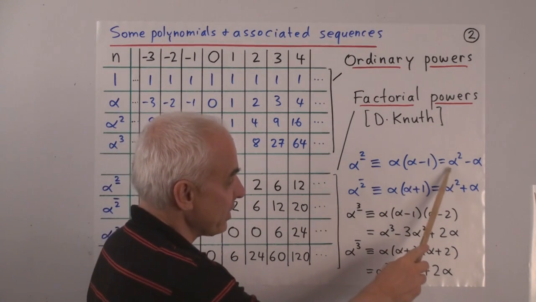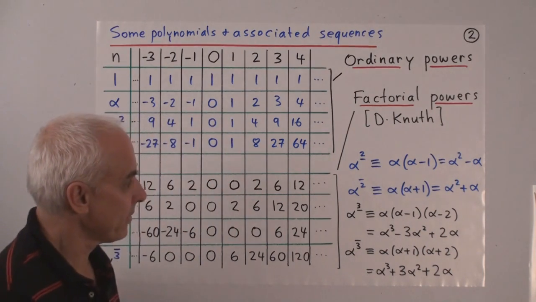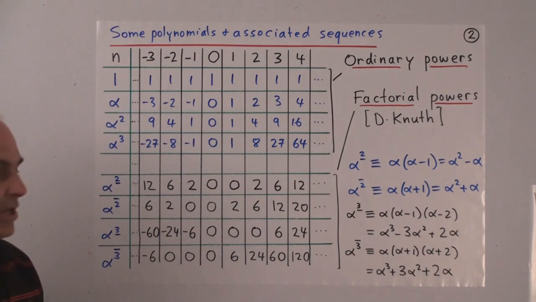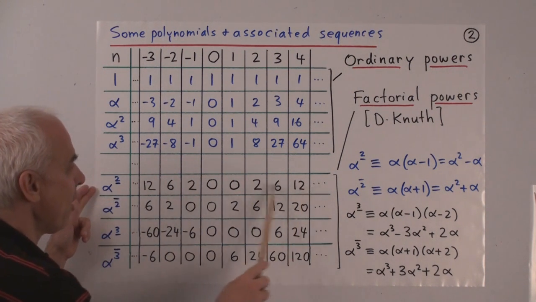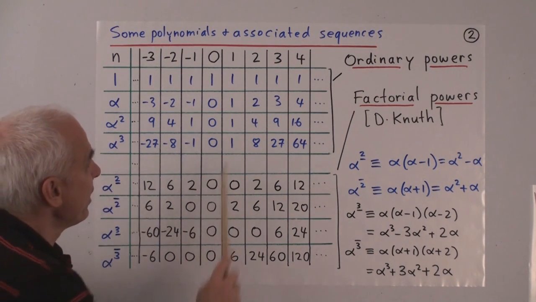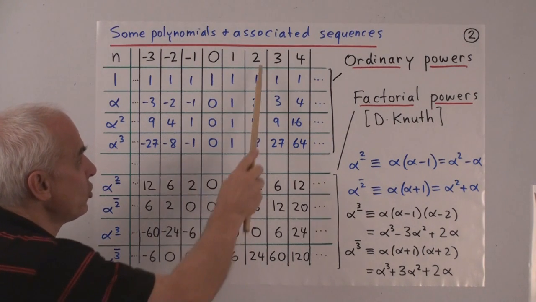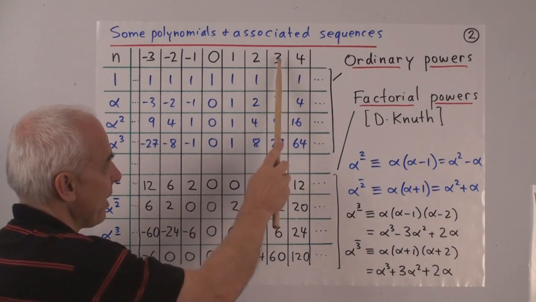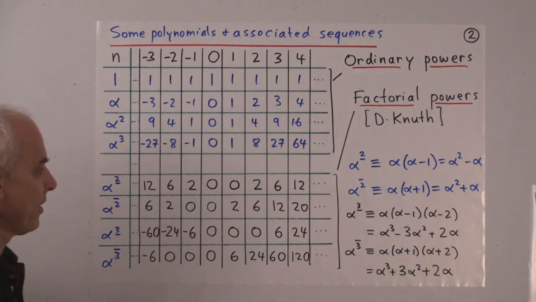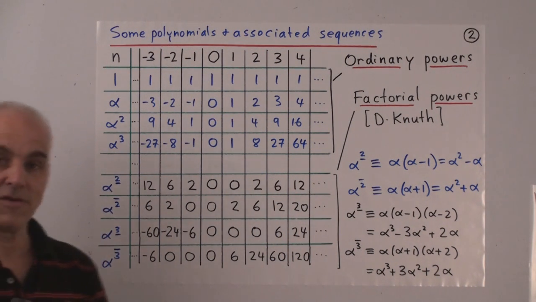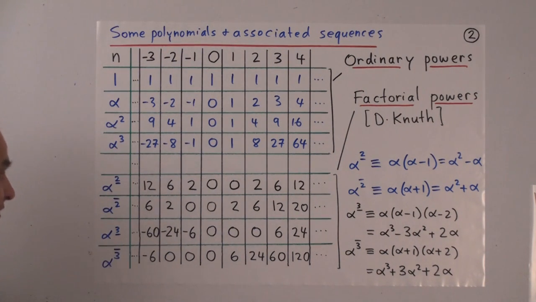Well, alpha times alpha minus 1 is also alpha squared minus alpha. So this expression is nothing but another way of, or a shorter way of, writing the polynomial alpha squared minus alpha. And here are the values of the corresponding sequence. So for example, if we want to evaluate it at 2, we have to take 2 times 1, which is 2. If we want to evaluate it at 3, we have to multiply 3 times 2, which is 6. So please check that those are the values for the sequence associated to our falling power alpha to the 2 falling.